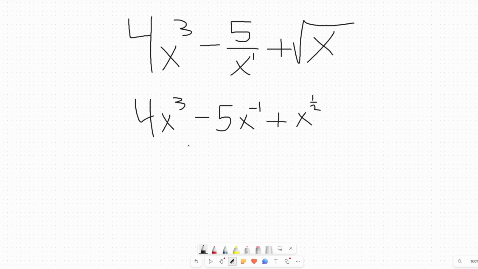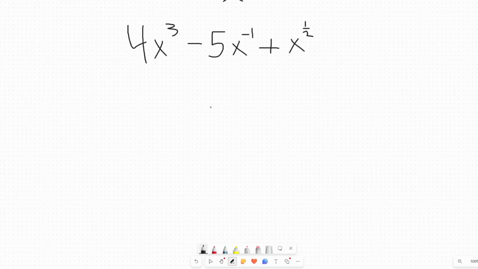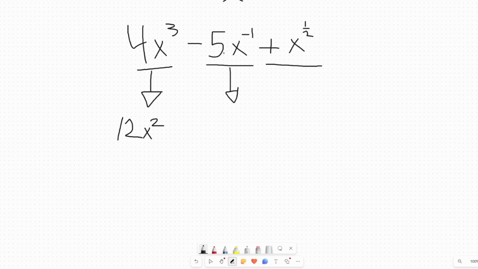Okay, so now this looks maybe still a little frightening, but all you have to do is break it down into its 3 parts. So you have 4x cubed, minus 5x to the negative 1, and then root x. The derivative of 4x cubed would be 12x squared, right? And then the derivative of minus 5x to the negative 1. So if you bring down the negative 1, there's 2 negatives there, so it would be 5x to the negative 2, and it's positive.